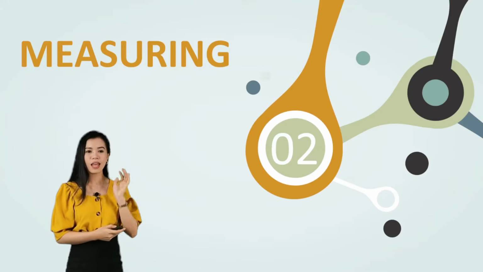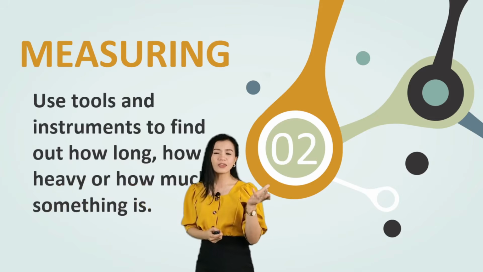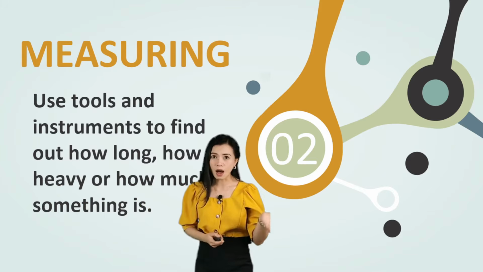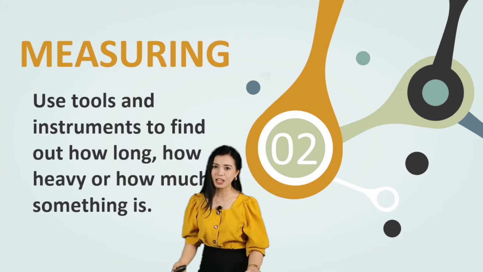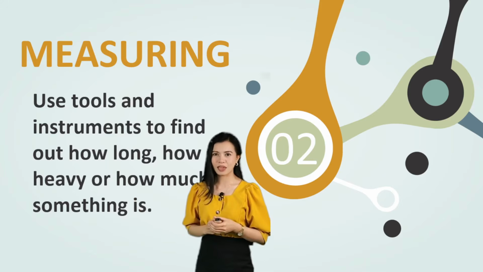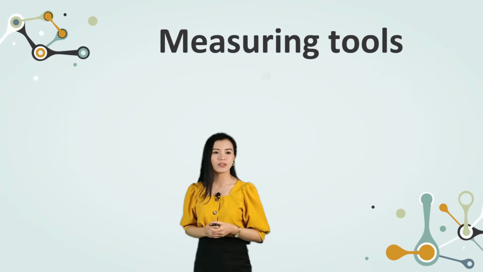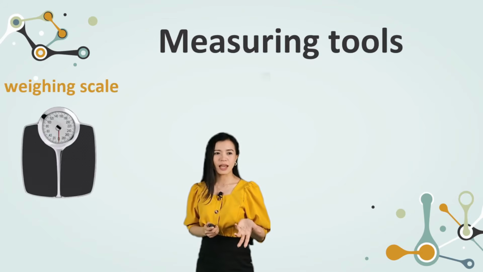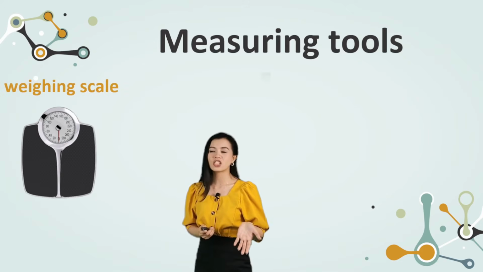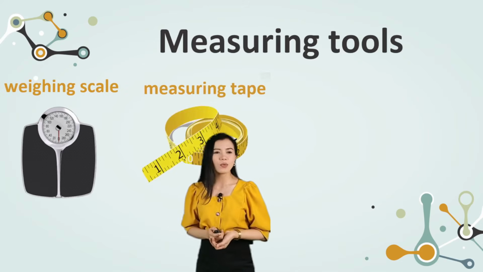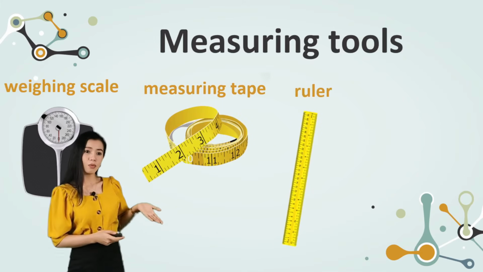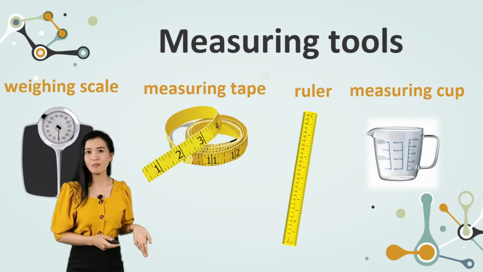Next one, we have measuring. In measuring objects, we use tools and instruments to find out how long, how heavy, or how much something is. These are some measuring tools that we use, just like the weighing scale. The weighing scale is used to measure our weight. Next, we have the measuring tape. Next, we have the ruler, and we also have the measuring cup.